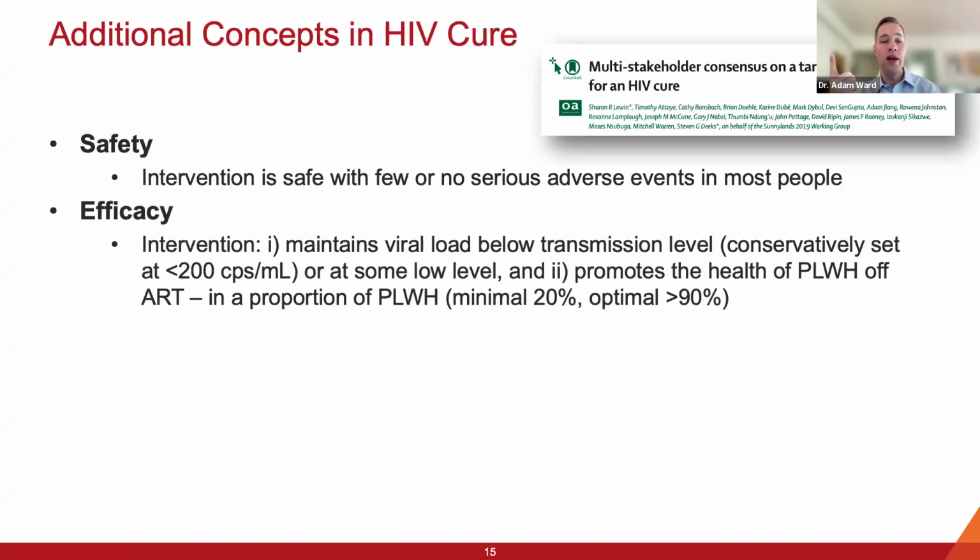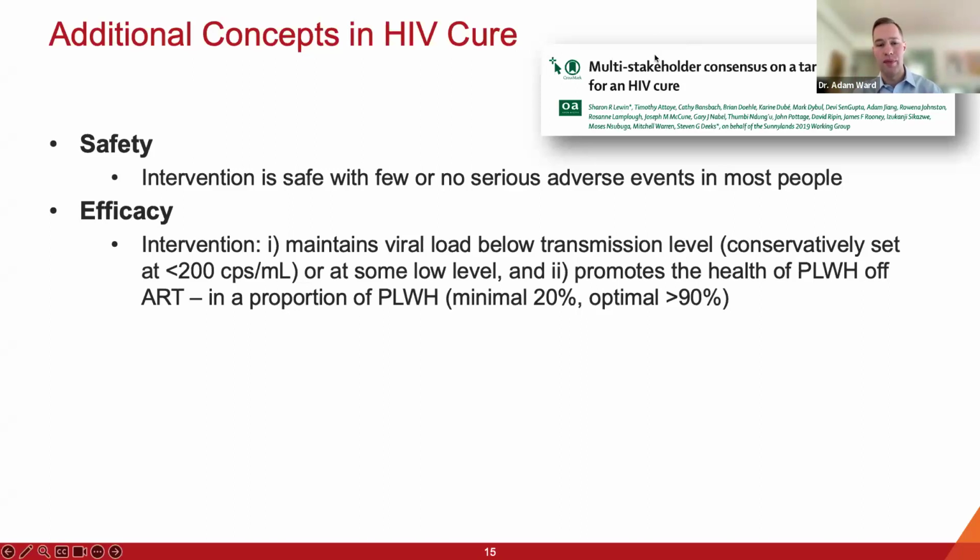And so does it, one, maintain viral loads below the transmission level, which has conservatively been set at less than 200 copies per milliliter, or at least at some low level? And two, does it promote the health of the person living with HIV off of therapy, at least in a proportion of people living with HIV? So there was this publication a couple of years ago now on a multi-stakeholder consensus on a target product profile for an HIV cure, which used surveys and working groups to try to define the minimum and the optimal characteristics of an HIV cure intervention.